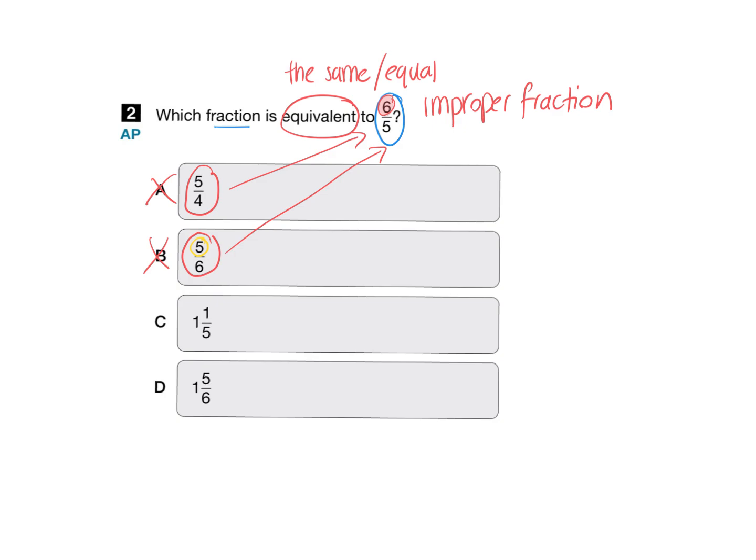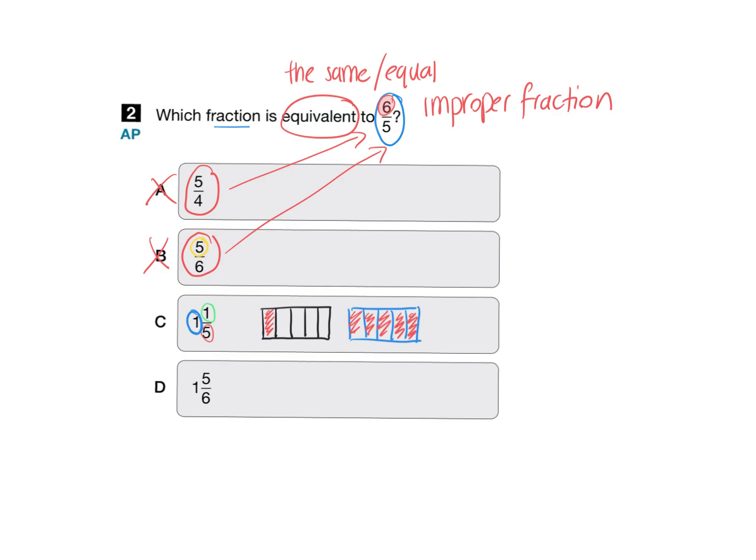So the fraction here is out of 5. I have a whole and then I have 1 out of 5. So if I have 1 out of 5, let's say I have this rectangle and I divide it into 5 equal parts, 1, 2, 3, 4, 5, and I shade 1 out of the 5. But then I also have a whole. How many would I shade in to represent a whole? All of them. 1, 2, 3, 4, 5. So I would shade in 1, 2, 3, 4, 5.